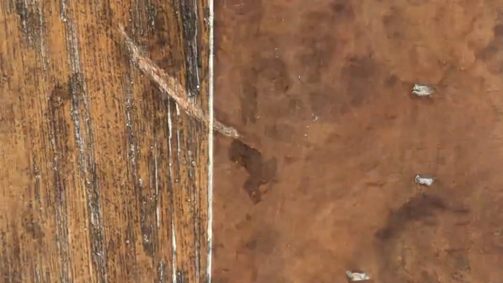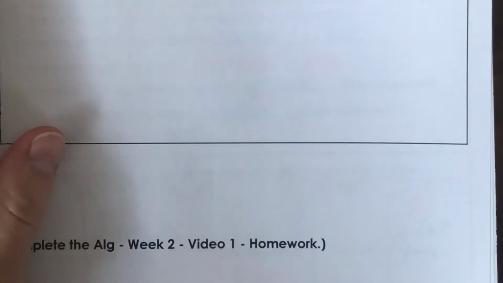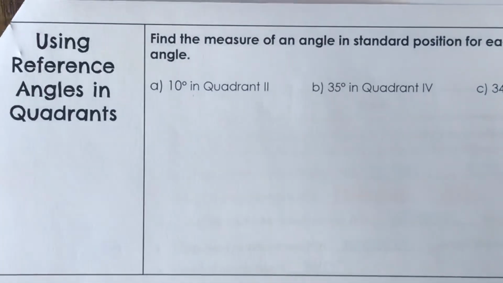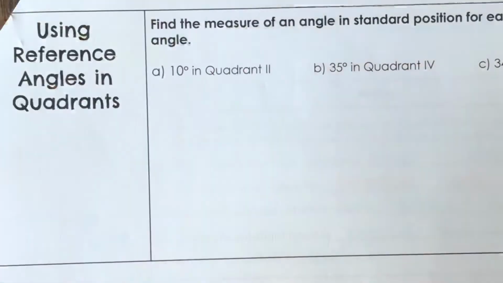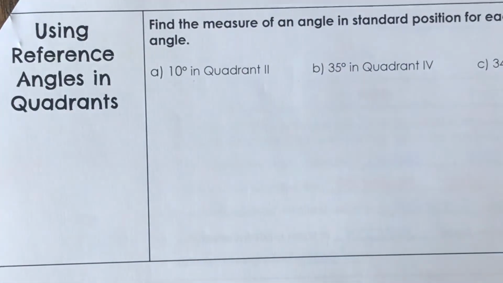All right, now for our last section. Our last section is very similar to what we just did, except this time, we're going to use reference angles in order to find the standard position for different angles in different quadrants.